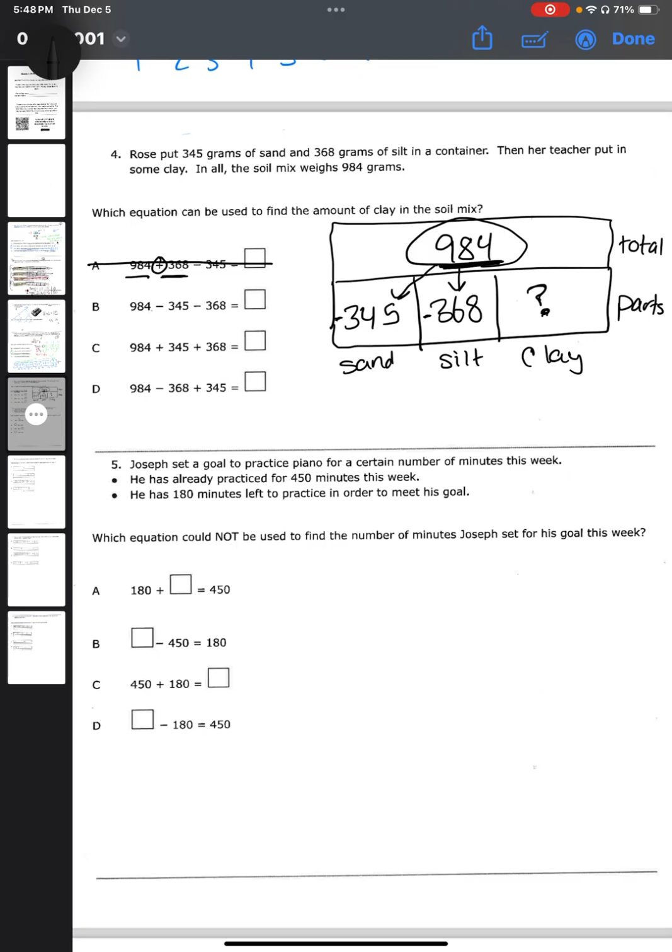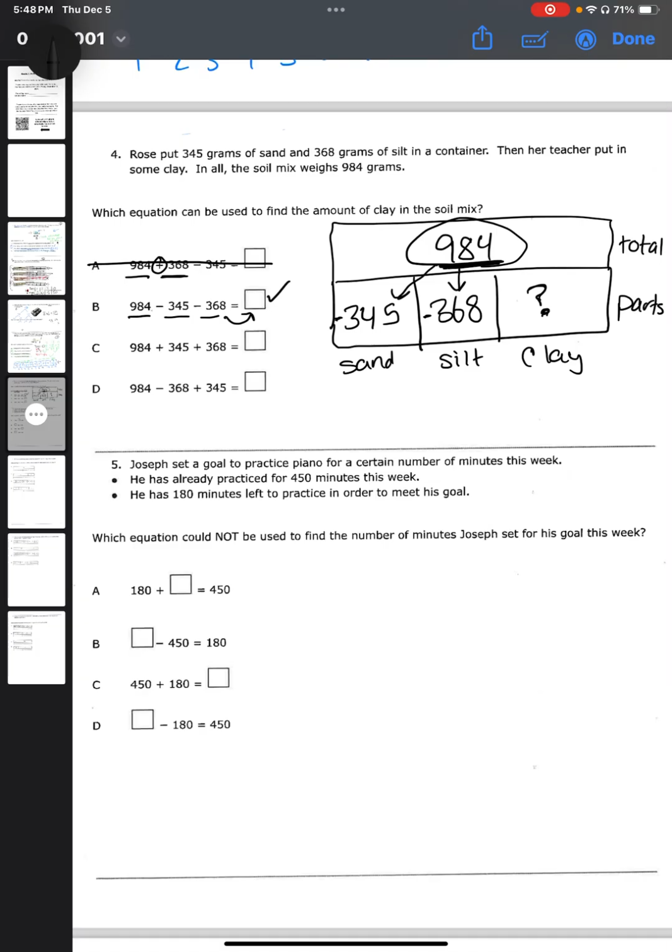Let's look at B. It starts with the total again, and here it subtracts that sand part, and then it subtracts the silt part, and that would leave me with the missing clay part. So this is a good equation here that could work for us.